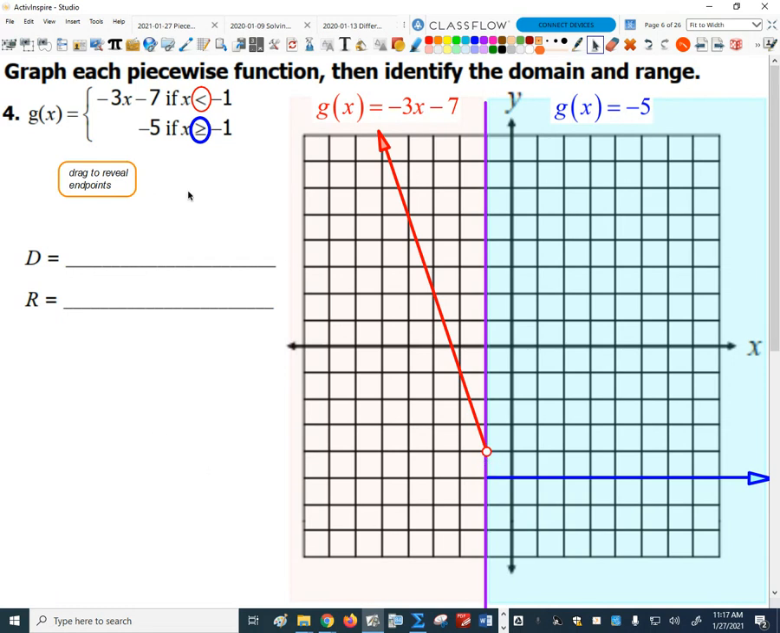How about for the blue piece? The blue piece is defined when x is greater than or equal to negative 1. So what about the blue piece? What kind of endpoint am I going to have there?